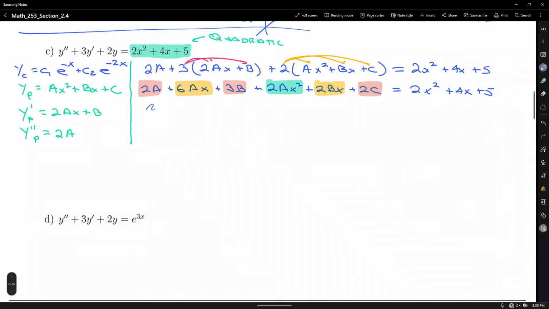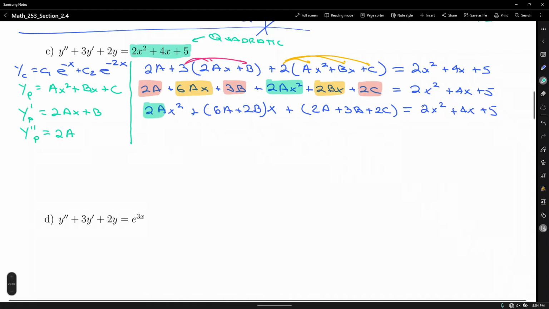So 2ax squared plus, look at the yellow one. I'm going to factor x from these two terms highlighted with yellow. So this will be 6a plus 2b, then multiplying the variable x, plus all the constants, 2a plus 3b plus 2c. Let that be equal to 2x squared plus 4x plus 5. All right? Here we go.